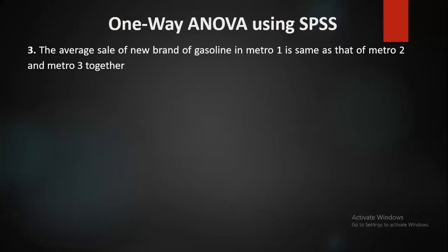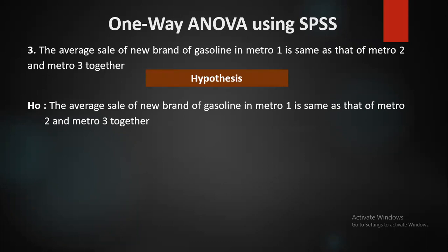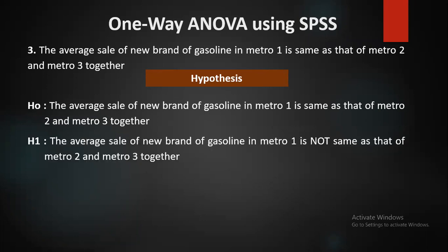Now this is much more complex as compared to the second hypothesis. The average sale of new brand gasoline in metro 1 is the same as that of metro 2 and 3 together. Okay, so we need to state the hypothesis again. Metro 1 is the same as that of metro 2 and metro 3 together, or they are not the same, or they differ from metro 2 and metro 3 together. Now already what we have done is we have given the contrast, that is -1 and 1 for metro 1 and metro 2.